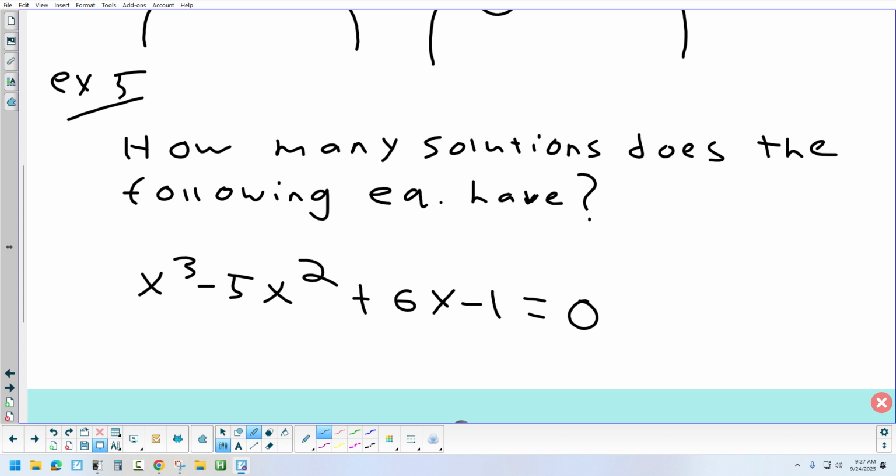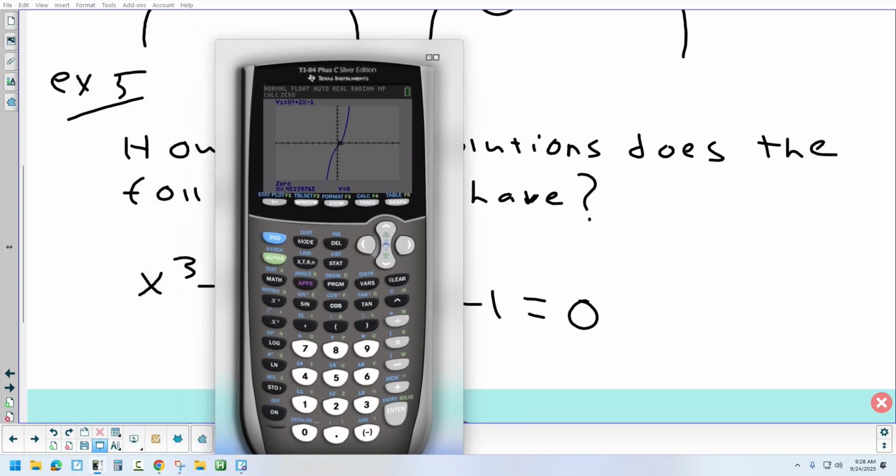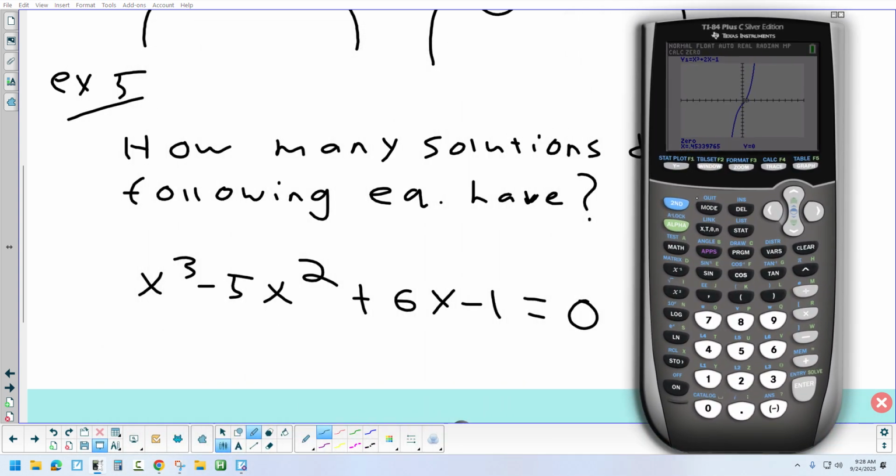What am I going to do to figure out how many solutions this has? Yeah, we're going to graph it. And when we graph it, it's equal to 0. So what are we looking for when we graph it? That's going to answer that question. The x-intercept. We're looking to see how many times it crosses the x-axis. And remember, those places where it crosses, those are called your roots.